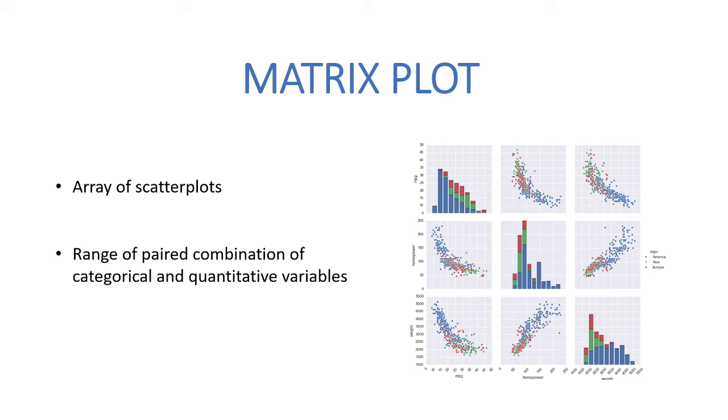You can imagine it like a table made up of rows and columns, each of which represent a particular variable, and every cell, which is the intersection of a row with the column, gives a scatter plot for the pair of variables represented by that row and column.